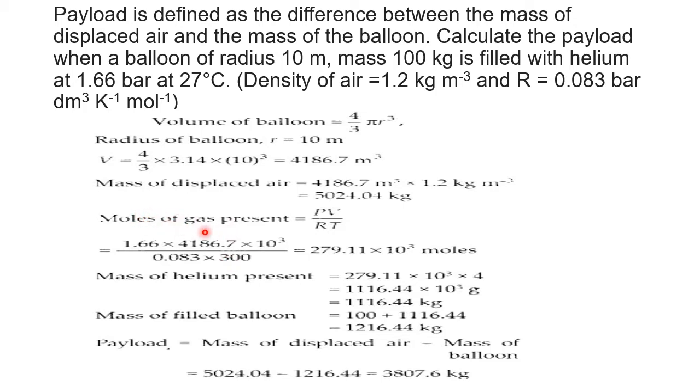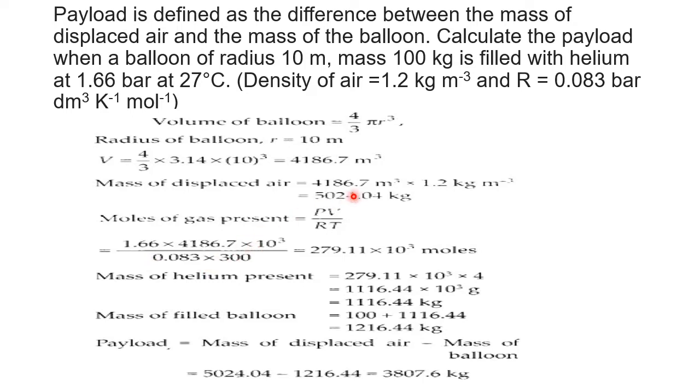What are the moles of gas present? We know that helium gas is there. So how many moles of gas are there in the balloon? That is calculated using PV equal to nRT. Here n is the number of moles. So number of moles equal to what? RT is transferred to the other side, so n equal to PV by RT. What is P here? P is given. It is 1.66 bar.